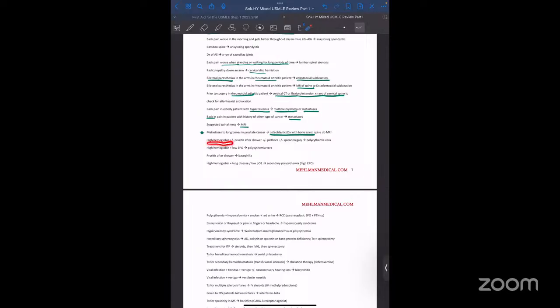High hemoglobin, plus or minus pruritus after shower, plus or minus a plethora, plus or minus splenomegaly, think polycythemia vera. Aquagenic pruritus. So it gets worse after shower, polycythemia vera. High hemoglobin plus low EPO, also polycythemia vera. Pruritus after shower is caused by basophilia.